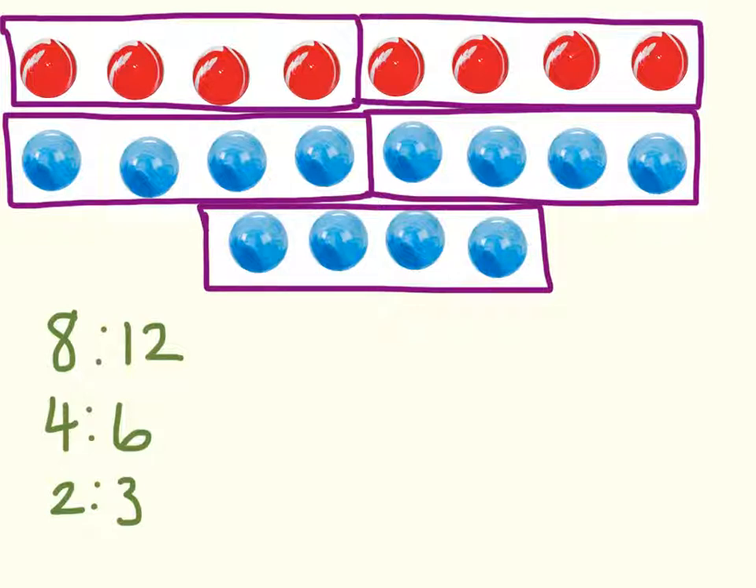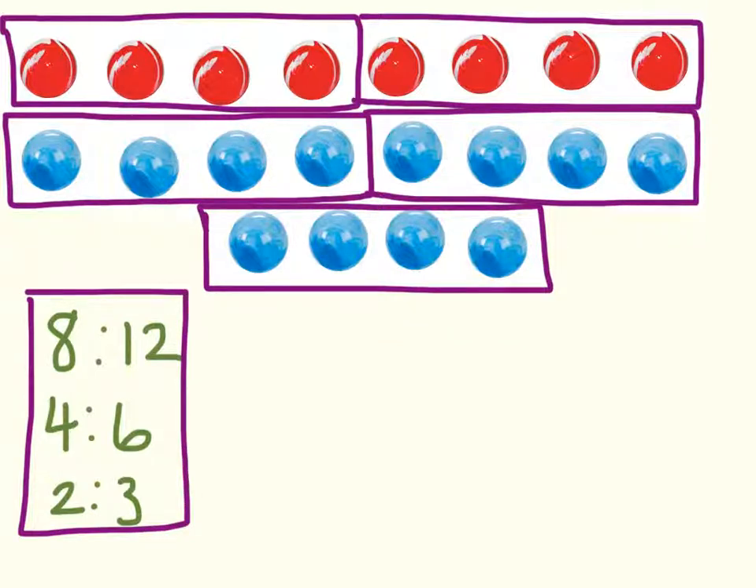So 8 red marbles becomes 4 groups of 2 or 2 groups of 4, but there are still 8 red marbles. And the 12 blue marbles become 6 groups of 2 or 3 groups of 4, but there are still 12 blue marbles. So these 3 ratios, 8 to 12, 4 to 6, and 2 to 3, are equivalent ratios. They represent the same quantities, simply stated in a different way.